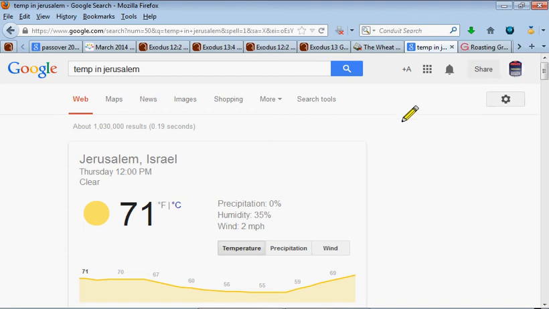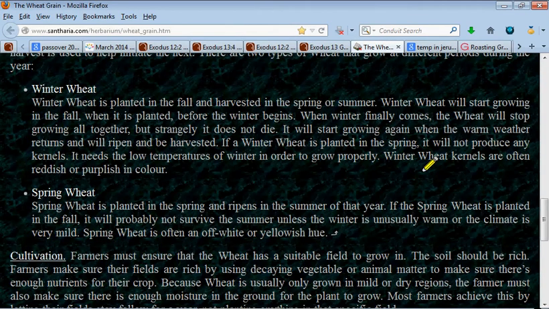So let's talk about wheat. Winter wheat is planted in the fall and harvested in the spring or summer. So I guess we can all come to the same agreement that they're talking about present day, March or April for the Passover. Well, it wouldn't be in the summer, it's spring. It's harvested in the spring. We're not talking about the harvest. We're talking about new corn, new fruits.